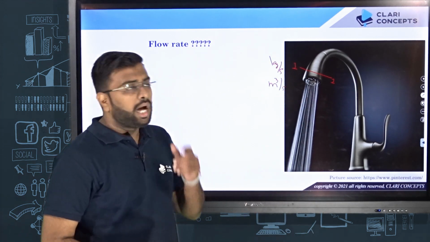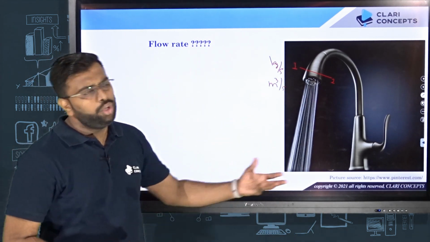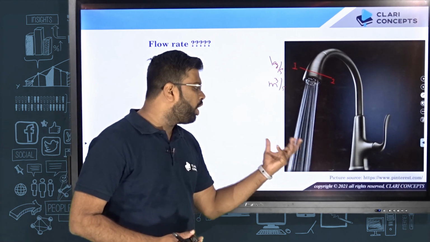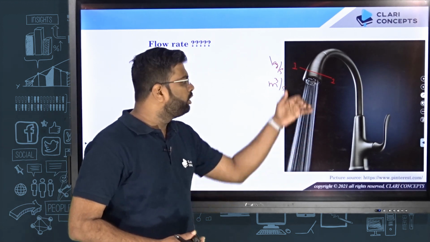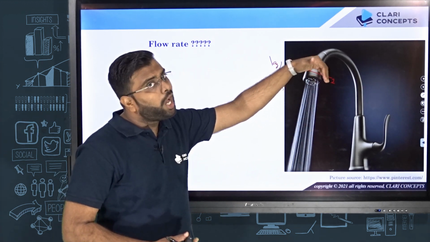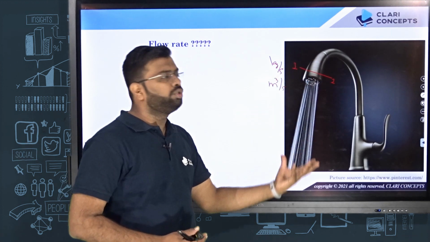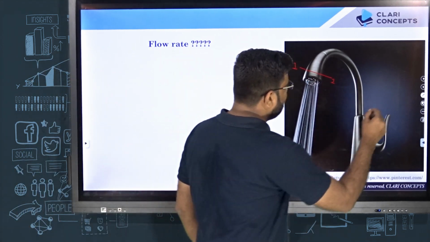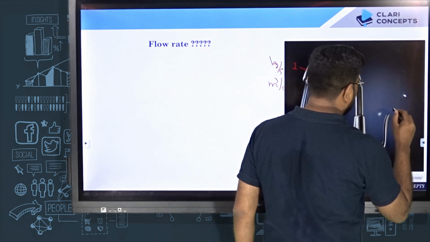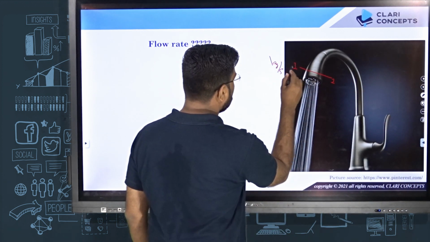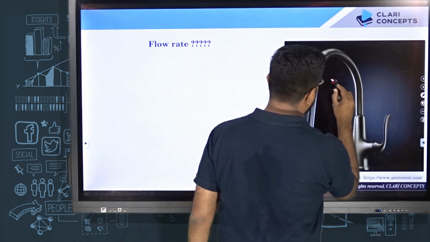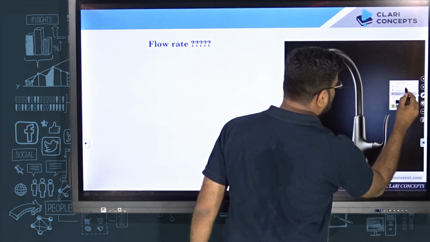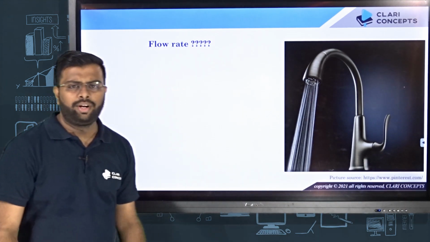Now my question is, how do you measure that? How will you make sure how much quantity of water is flowing through this section, or rather how much quantity of water is coming out through this tap in every second? Alright, let me give you an experiment today. You can easily do this experiment at your house.